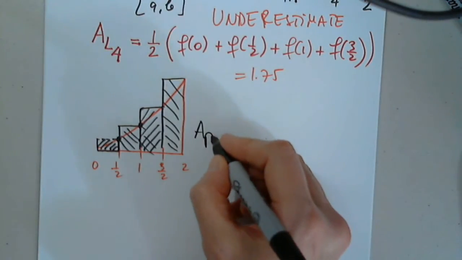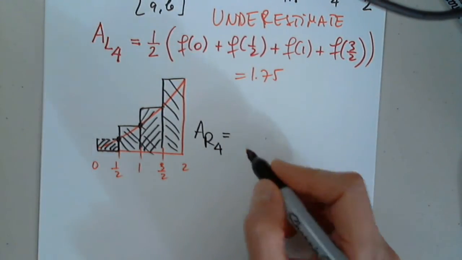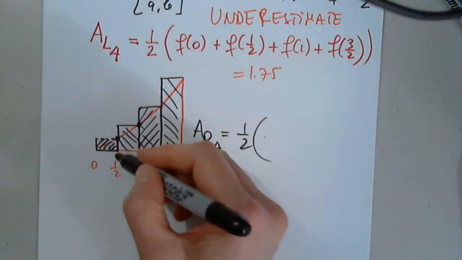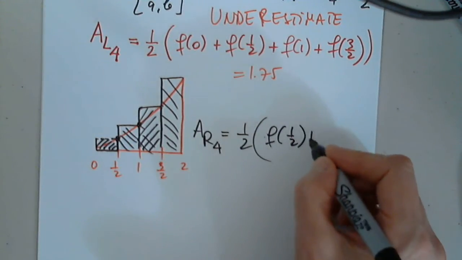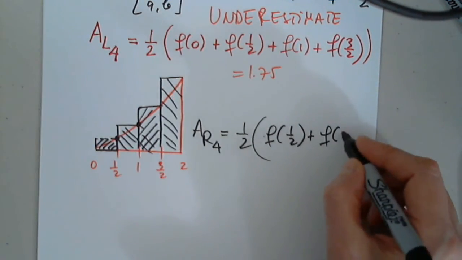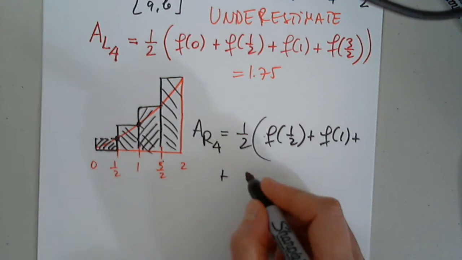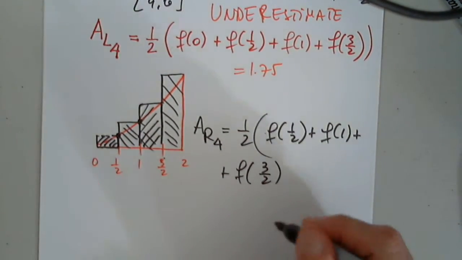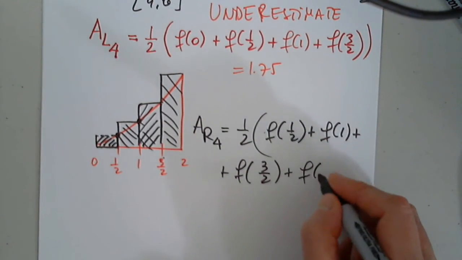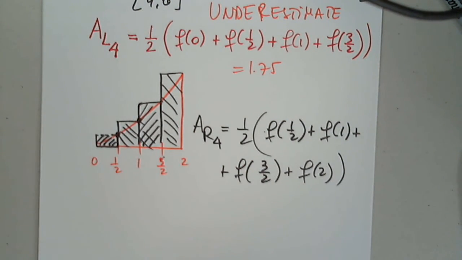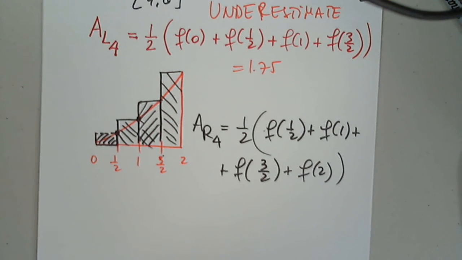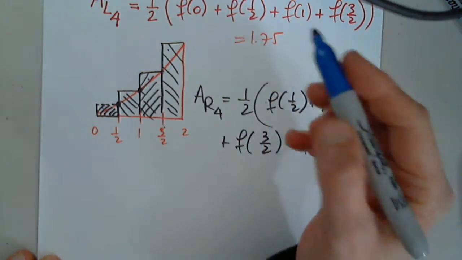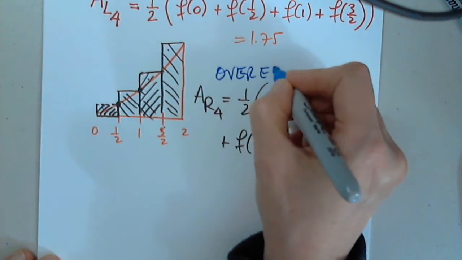So the area right 4 will be, base stays outside because all of them have it. Now I have f of 1/2 plus f of 1 plus f of 1.5 or 3 halves, plus f of 2. Will this be an overestimation or an underestimation? Over. Yes. Look at all these, they're outside. So overestimate.